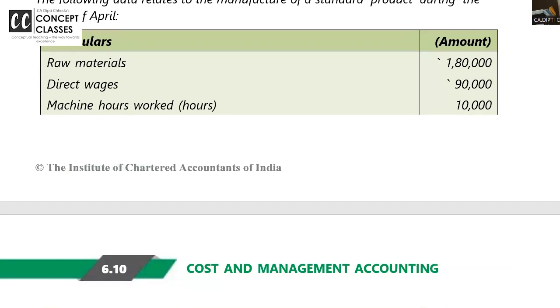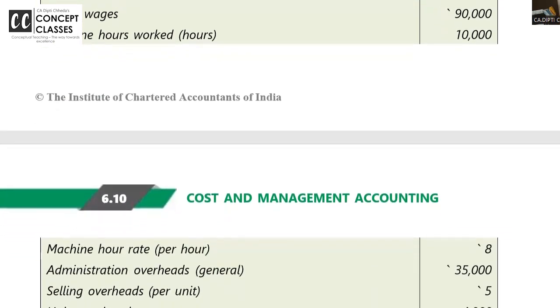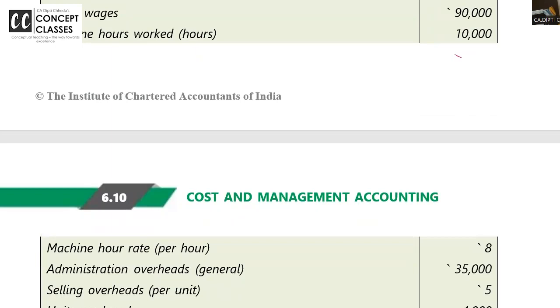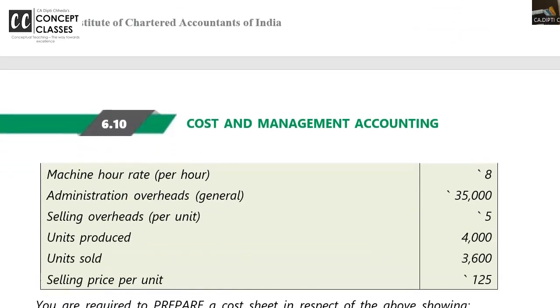You all have this material. The following data relates to the manufacturing of the product for April: raw material, wages, machine hours worked and machine hour rate. This is nothing but factory overhead. So again, missing in the problem is direct wages.